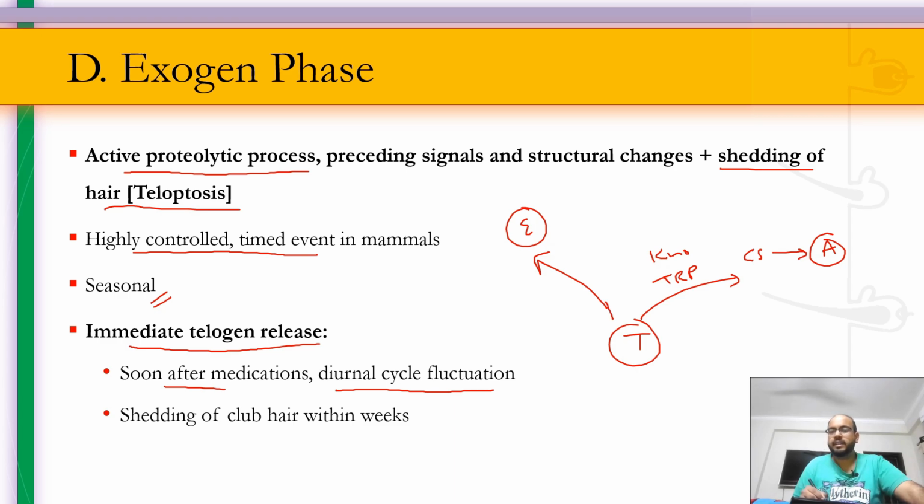Okay, but there can be instances when the hair is going into kinogen, some kind of stressful event happens, and because of this stressful event, the hair will immediately get released out. And this is known as immediate telogen release, which can be easily seen when the body undergoes a stressful scenario. Now there will be a shedding of club hair within weeks of the inciting incident. Let's move forward.